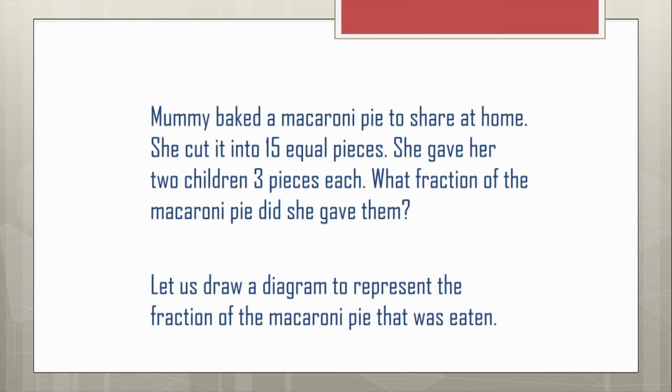So we know what our denominator is already. We know the denominator is 15 because that's the total number of pieces she shared the pie into, and then she gave away 2 3s, which is 6. Let's check that. So this is the macaroni pie. Let's count. 1, 2, 3, 4, 5, 6, 7, 8, 9, 10, 11, 12, 13, 14, and 15.